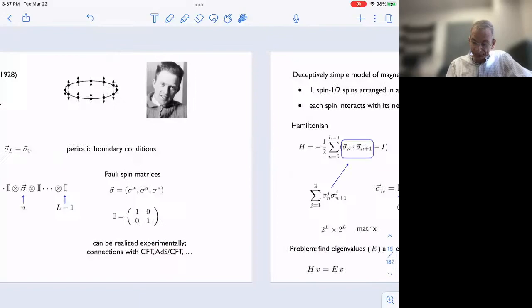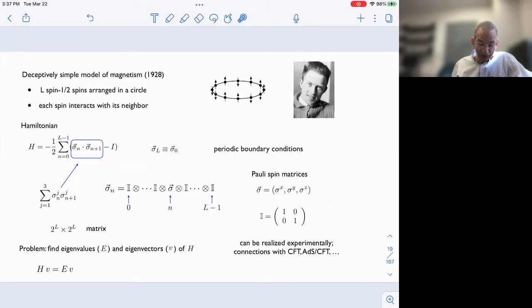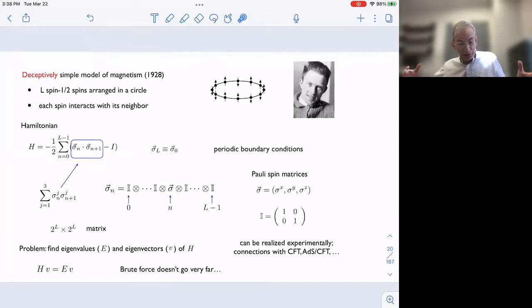And one problem you could ask is, given this Hamiltonian, what are the eigenvalues and eigenvectors? But as you see, the matrix is growing exponentially with the size, so if you just want to put it on a computer and ask for the eigenvalues, this brute force way won't take you very far. You can't get to very long chains this way. That's why I emphasize this word deceptively: it looks simple, but it's not so simple.